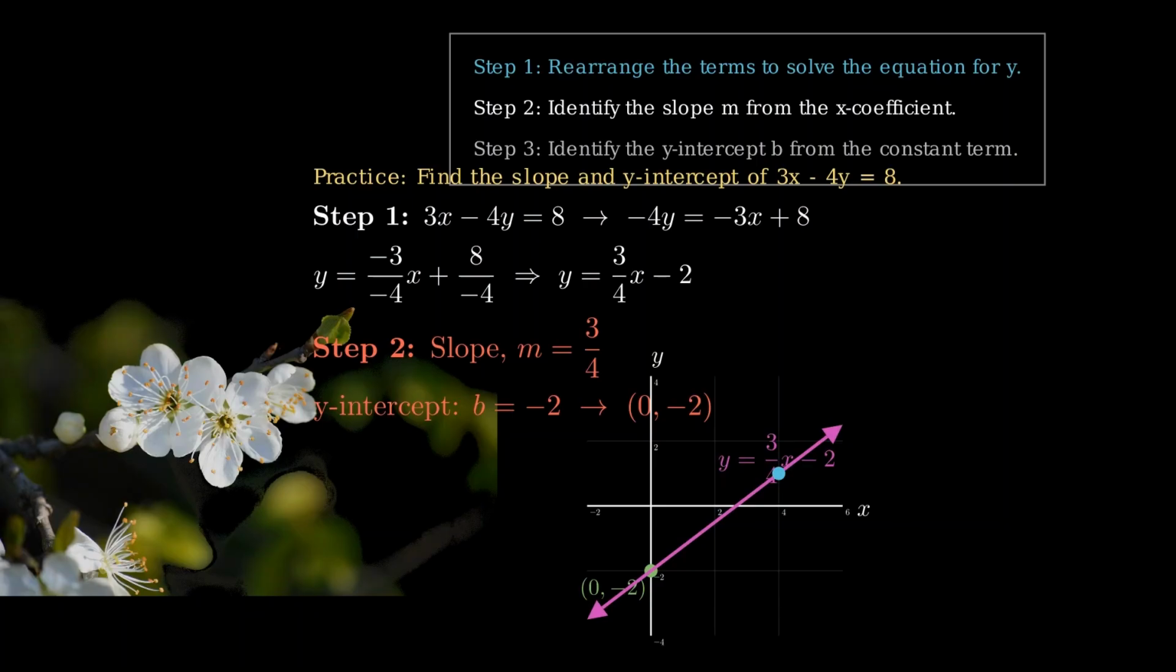Step 2. Extract the values. The slope m is exactly 3 over 4, and the constant term is negative 2, meaning the y-intercept is 0, negative 2. Let's graph this line to see the final result.